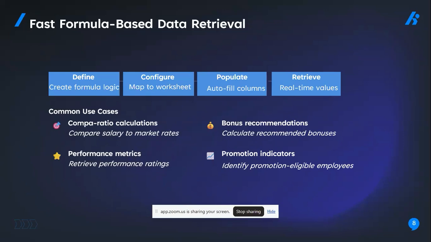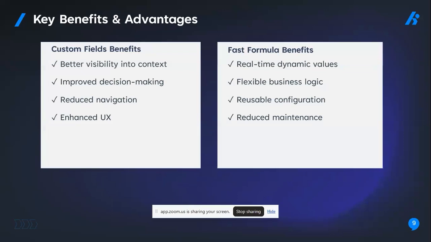Promotion indicator. A fast formula can flag employees eligible for promotion. It might check succession planning data, tenure, performance rating, and skill profile to identify high potential employees ready for the next level. Move to the next slide.